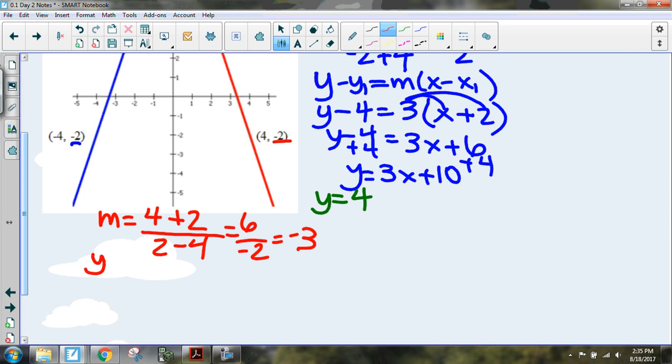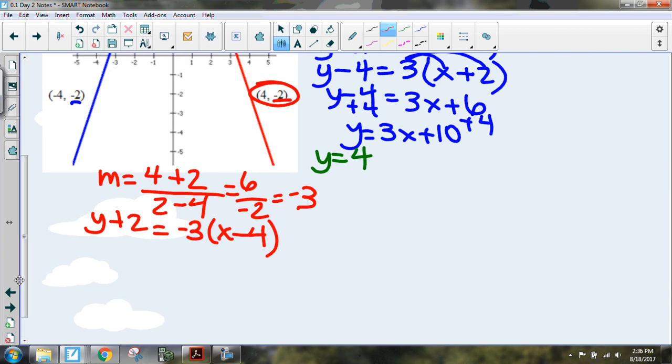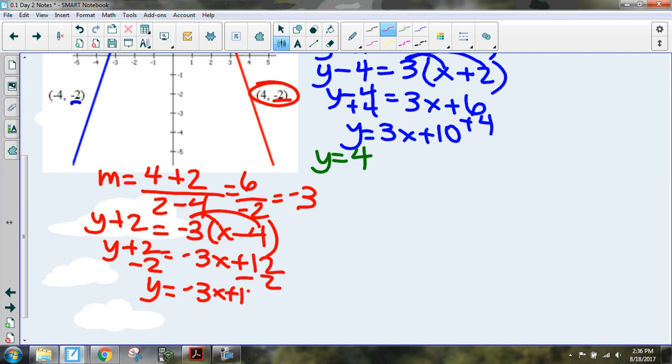So my slope is negative 3, and now I'm going to find my equation. I'm going to plug it into that point slope form. So y minus, and I'll just use this coordinate here, a negative 2 equals my slope times x minus that other coordinate, the x coordinate, 4. Now we distribute the negative 3, so we get negative 3x plus 12, and we have y plus 2. So subtract the 2, and we get y equals negative 3x plus 10. So now we have our 3 equations.